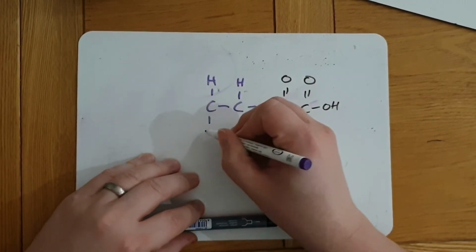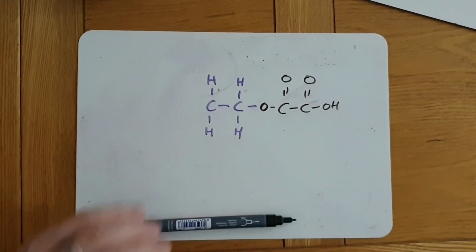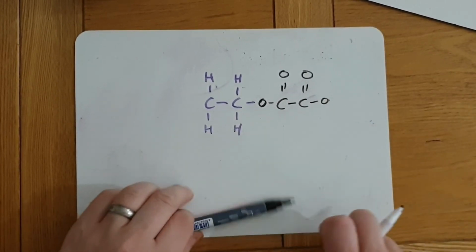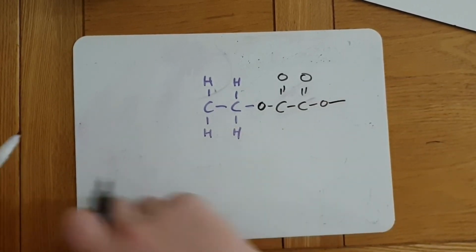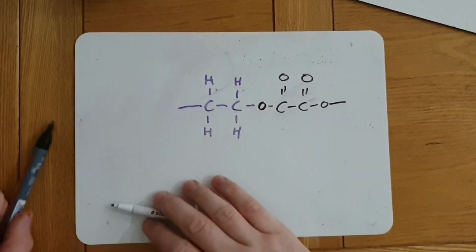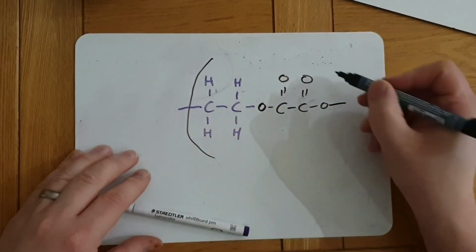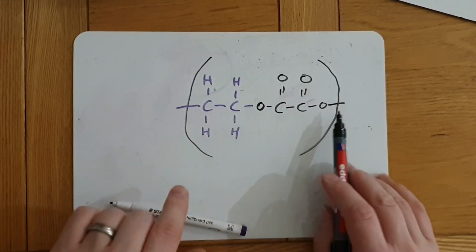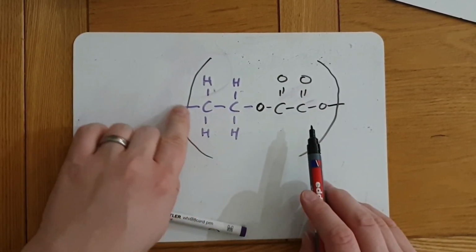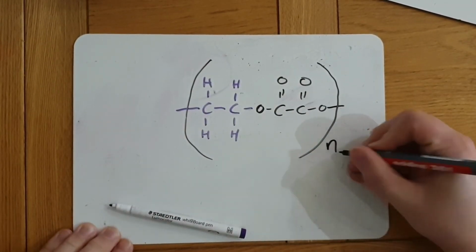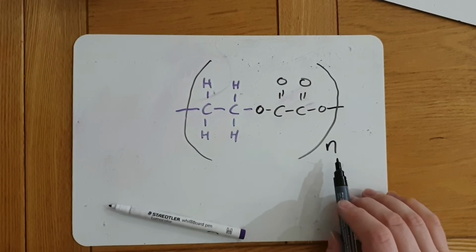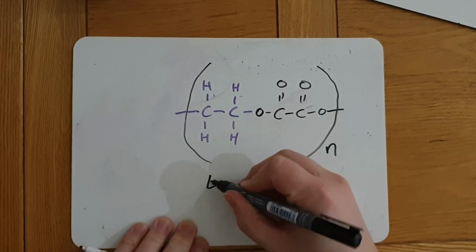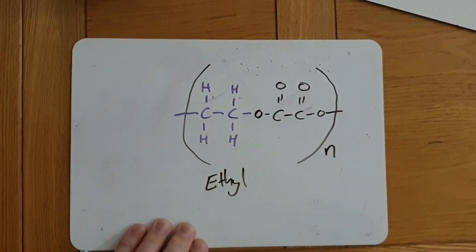H, H, H, H. Obviously that H would be gone because it would join on to the next one. So you have a bond coming out there and a bond coming out there, and then this is where we do the brackets like our polymer, right? Because that would be our repeating unit. It would just repeat and repeat and repeat. So this bond here would be joined onto the next one in the chain, with a little n, like the nth term in maths, because it repeats n times. So that is our polyester, and this one is called ethyl ethanoate.